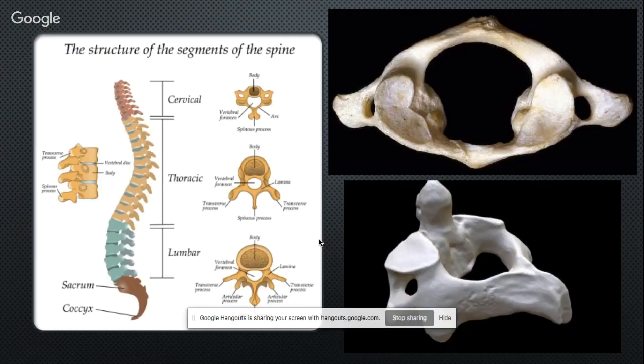Okay, so I got a lot of questions, like when I put out that I was going to do a review video, like, oh, vertebrae, go over the vertebrae. So there's 7 cervical vertebrae, 12 thoracic vertebrae, and then 5 lumbar vertebrae.